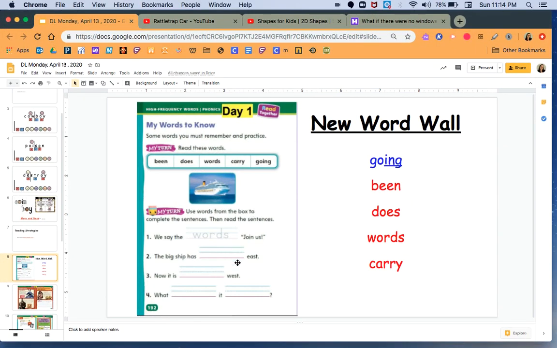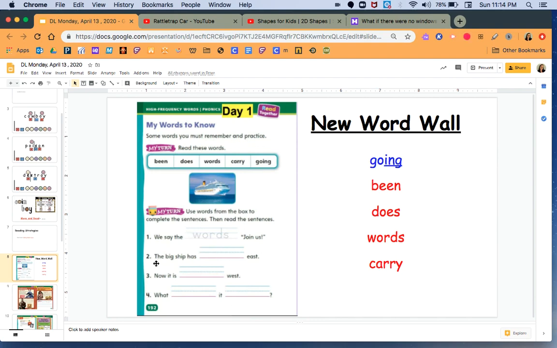So I'm going to give you the sentence. You guys decide if you know which word says it back there. So the first one we said was, we say the words, join us. And so we know that word is crossed off and on there.